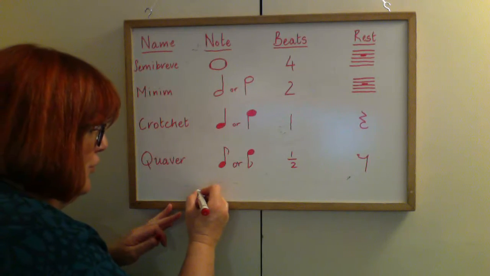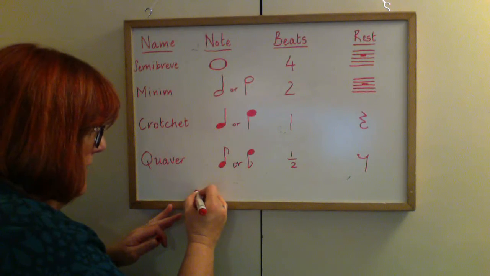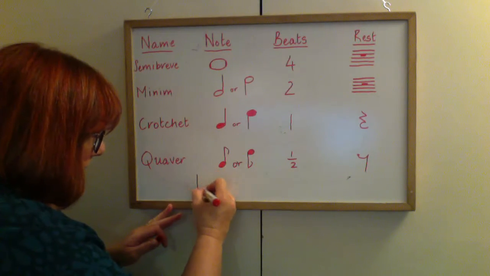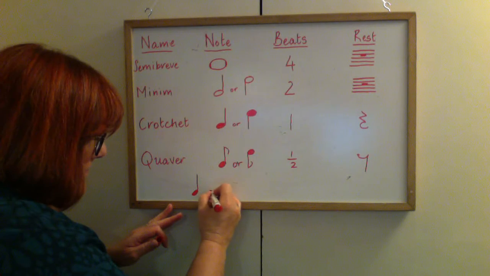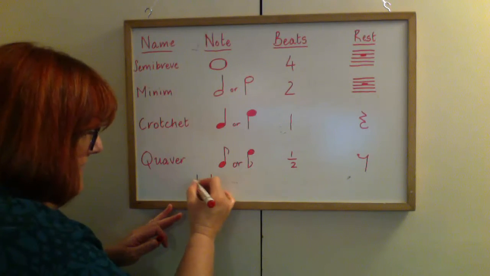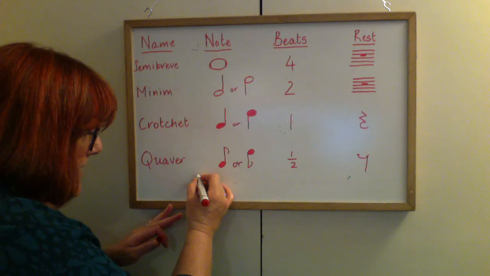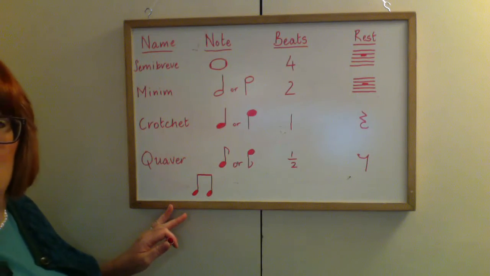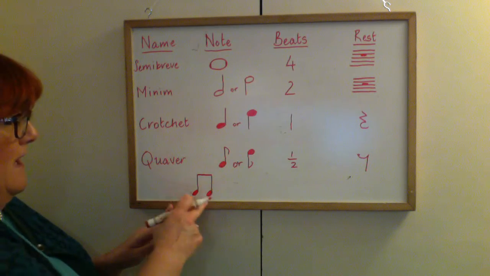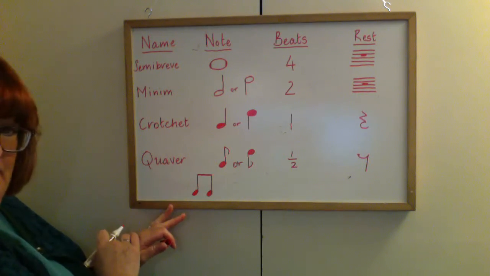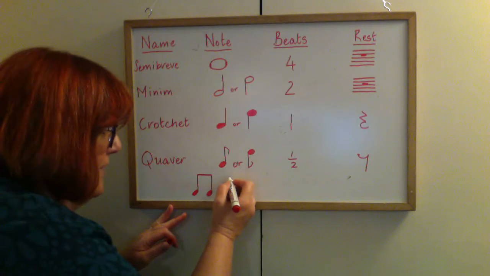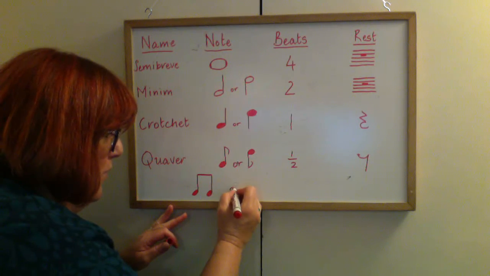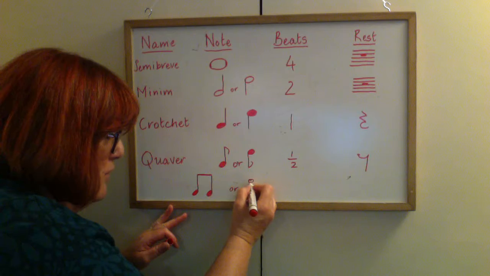So if there's two together next to each other, you can do them like this. Instead of drawing the tails separately, we can draw them joined up like that. So those are joined up quavers. And they can also go the other way round. So I'm just going to do all this way round.